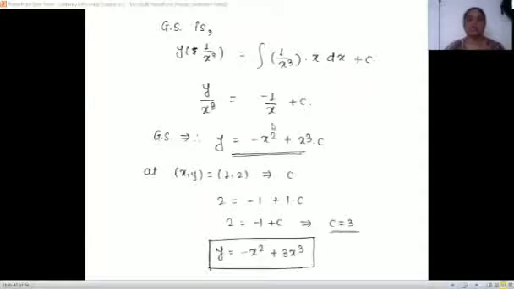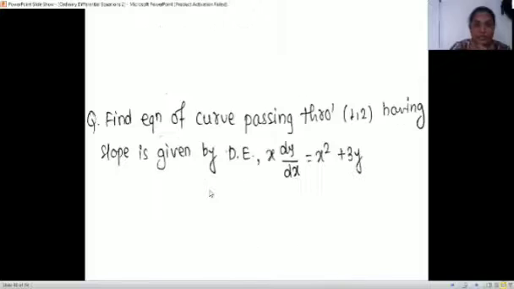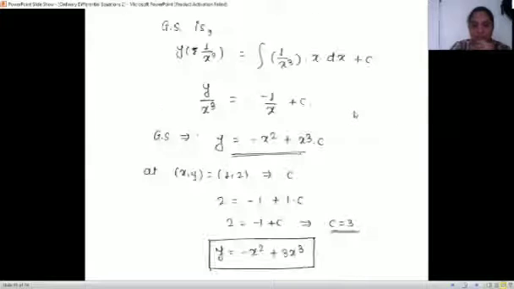cube c, by multiplying x cube throughout. So we'll get this, and we have been asked at the point (x, y) is (1, 2), right? So put x is 1 and y is 2, we get c is equal to 3. So substituting finally c is 3, we get y is minus x square plus 3x cube.